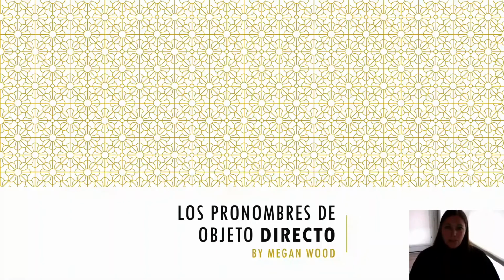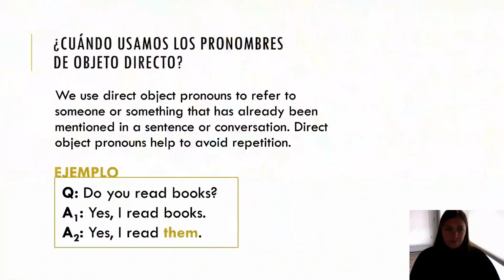Los pronombres de objeto directo. ¿Cuándo usamos los pronombres de objeto directo? We use direct object pronouns to refer to someone or something that has already been mentioned in a sentence or conversation. Direct object pronouns help to avoid repetition.